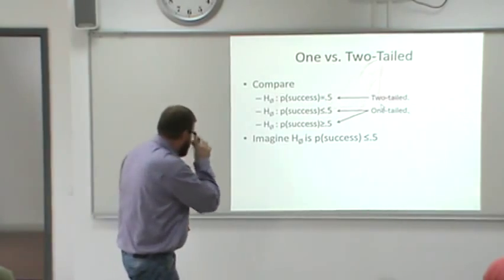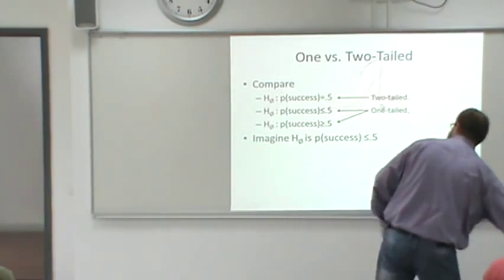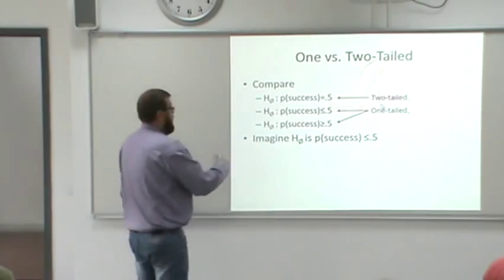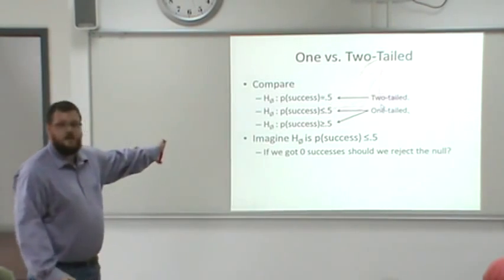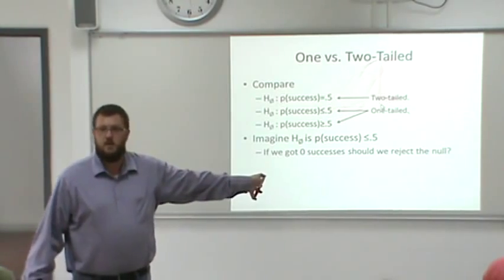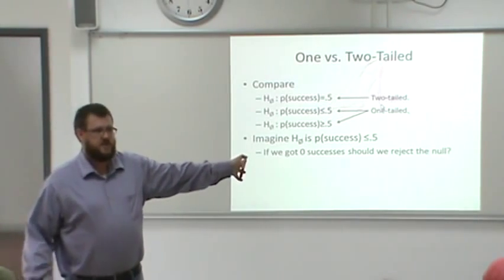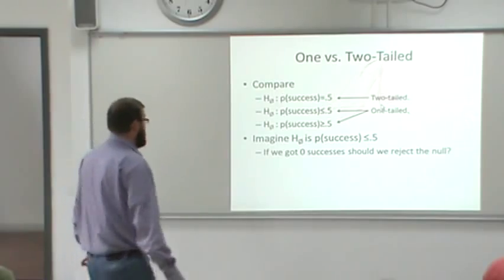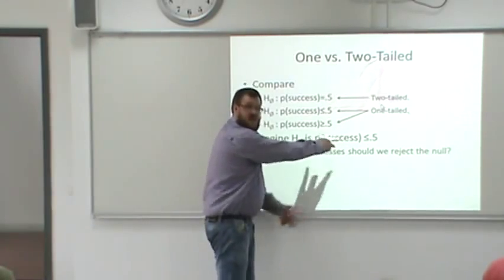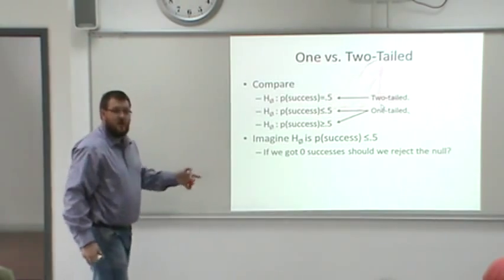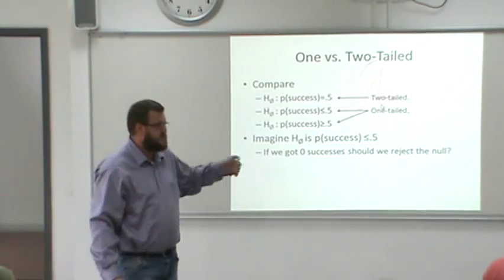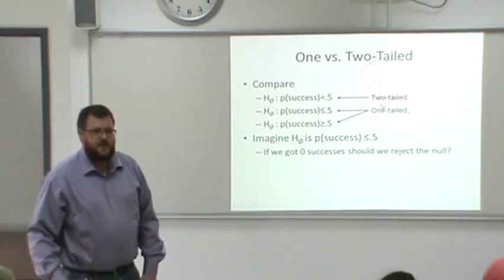All right, now, imagine we have a null hypothesis that probability of success is less than or equal to 0.5. If we get zero successes, should we reject the null? No. We just sort of did this. No, right? Because the null hypothesis is saying that it could be 0.5 or less. Well, zero is less than 0.5, so that's consistent with the null hypothesis.